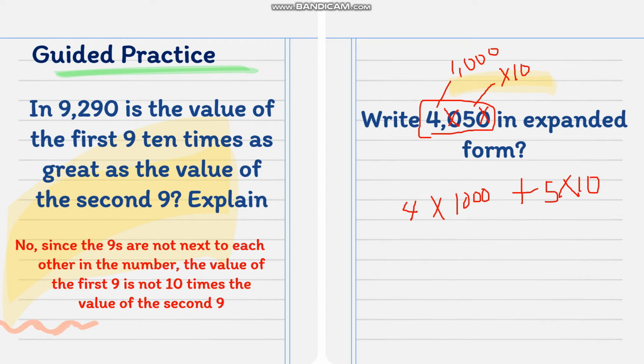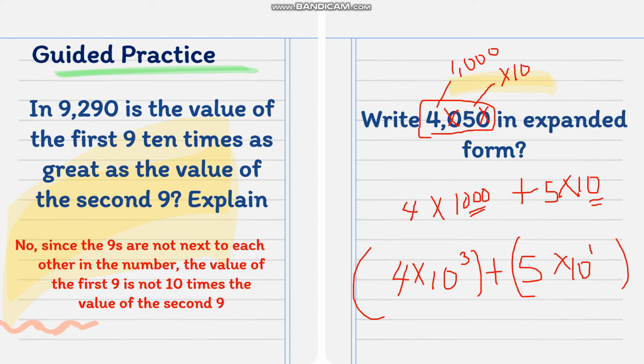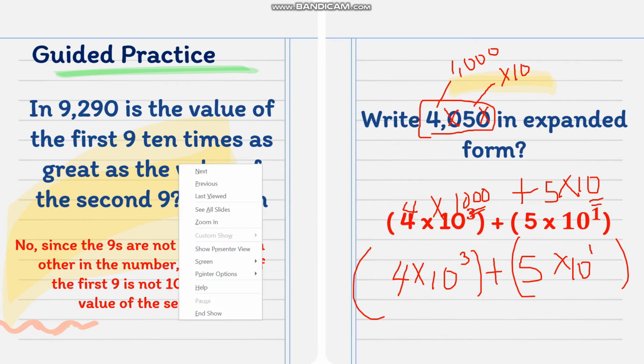Then how are we going to change it into exponential form? It should always be base 10. 4 multiplied by 10, then how many zeros are there in 1000? So 4 multiplied by 10 cubed plus 5 multiplied by 10. Then how many zeros are there in 10? That is 1, so 10 to the first power. So the answer for this is 4 times 10 cubed plus 5 times 10 to the first power, or 4 multiplied by 1000 plus 5 multiplied by 10.